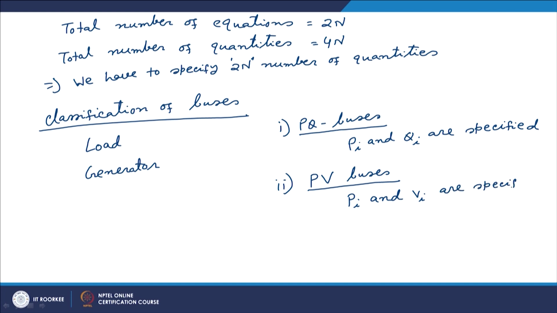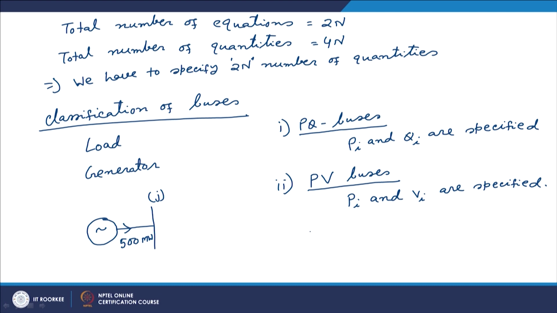Now, the question is, what is the physical justification of specifying PI and VI? Assume that there is a bus, let us say bus J, and at this bus there is a generator connected. And let us say that this generator is supplying, say, 500 megawatts of power. So then at this bus, what is the actual value of injected power? That is basically nothing but 500 megawatts.